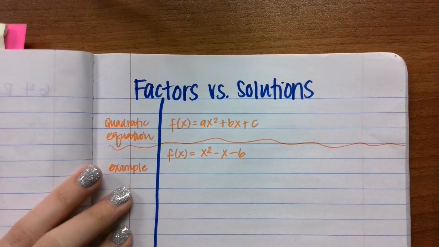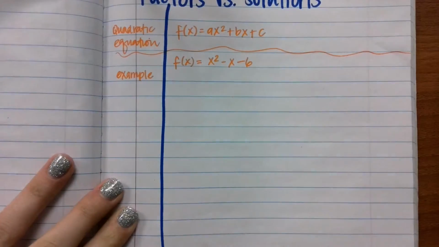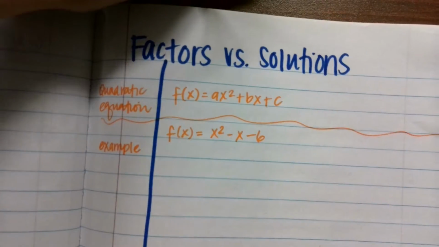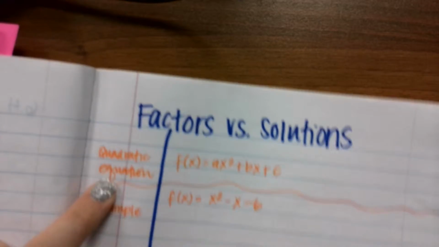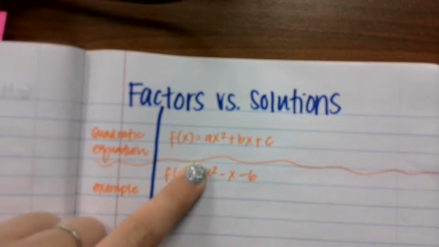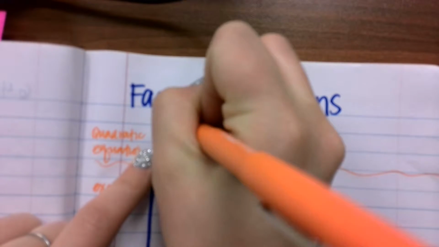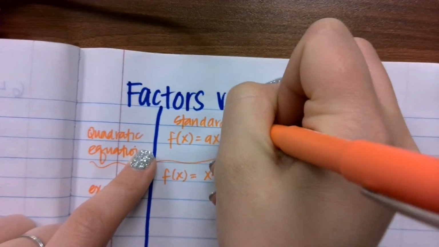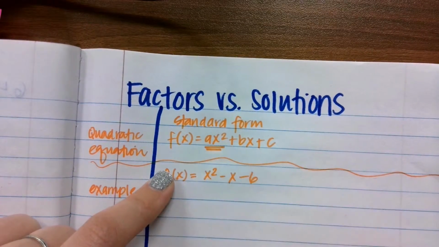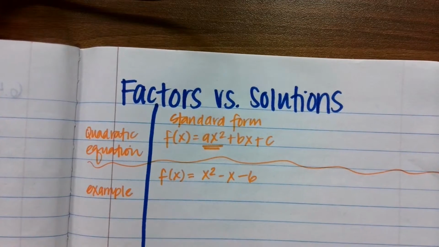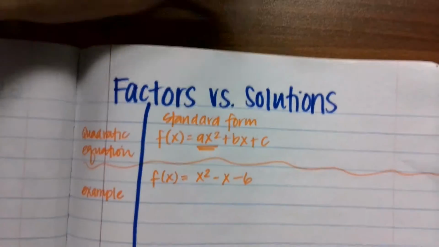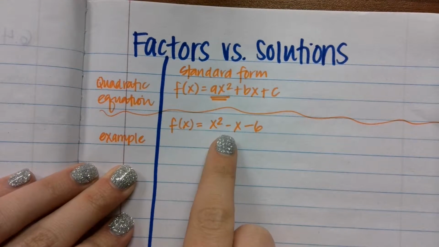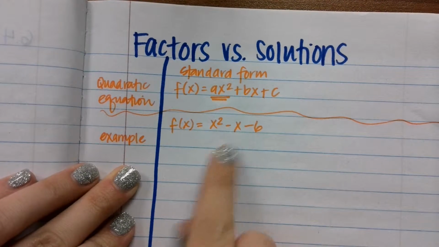Draw a line towards the left. Draw a little line at the bottom, and then on the left side of the line, I want you to write quadratic equation. And this is the standard form of a quadratic equation. How do I know it's a quadratic equation? Because of the ax squared. Okay, we're going to go through an example together of f of x equals x squared minus x minus 6.